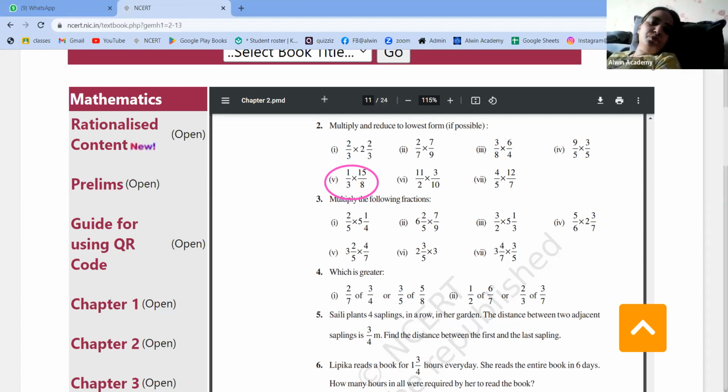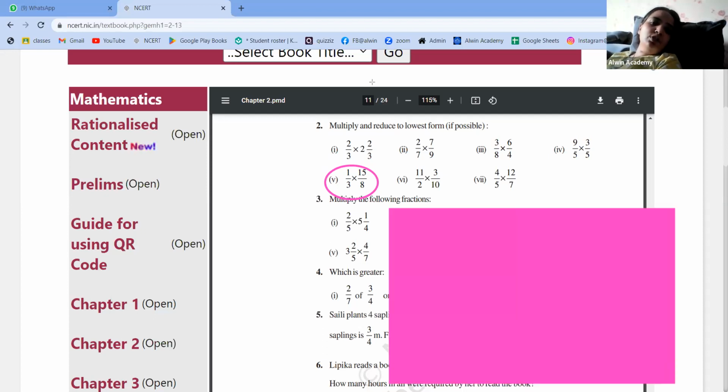So after this fifth part, we'll be discussing question number 3 now. And how to do this? This is again simplifying the mixed fraction and then multiplying it with the other fraction, the proper one that you have. 2 by 5: 5 fours are 20, 20 plus 1 is 21. 21 by 4 is the improper one.